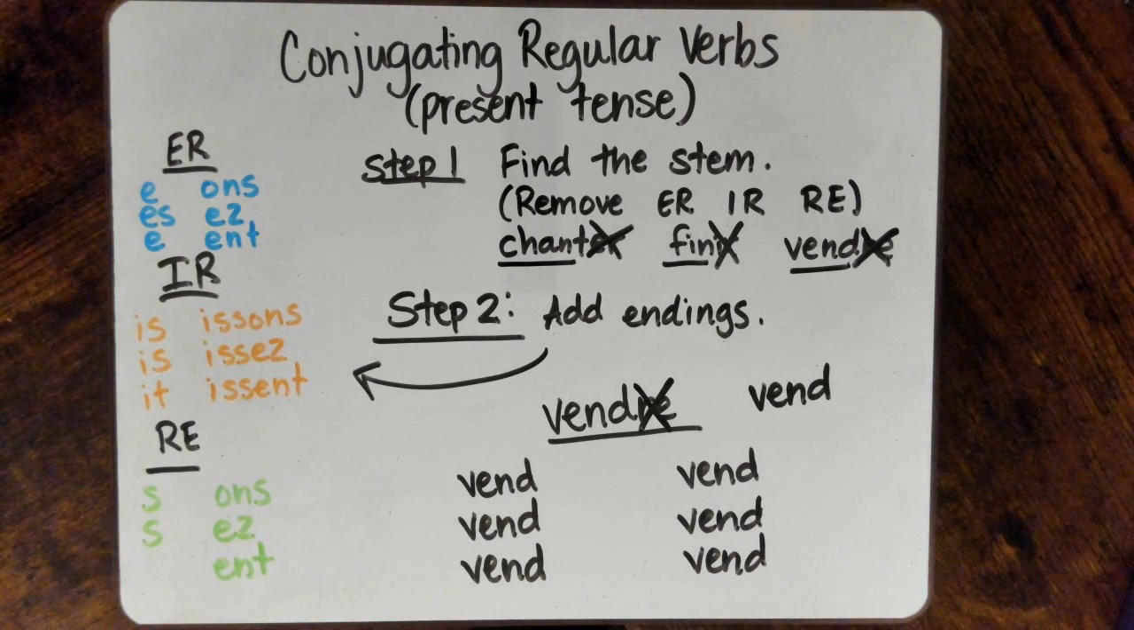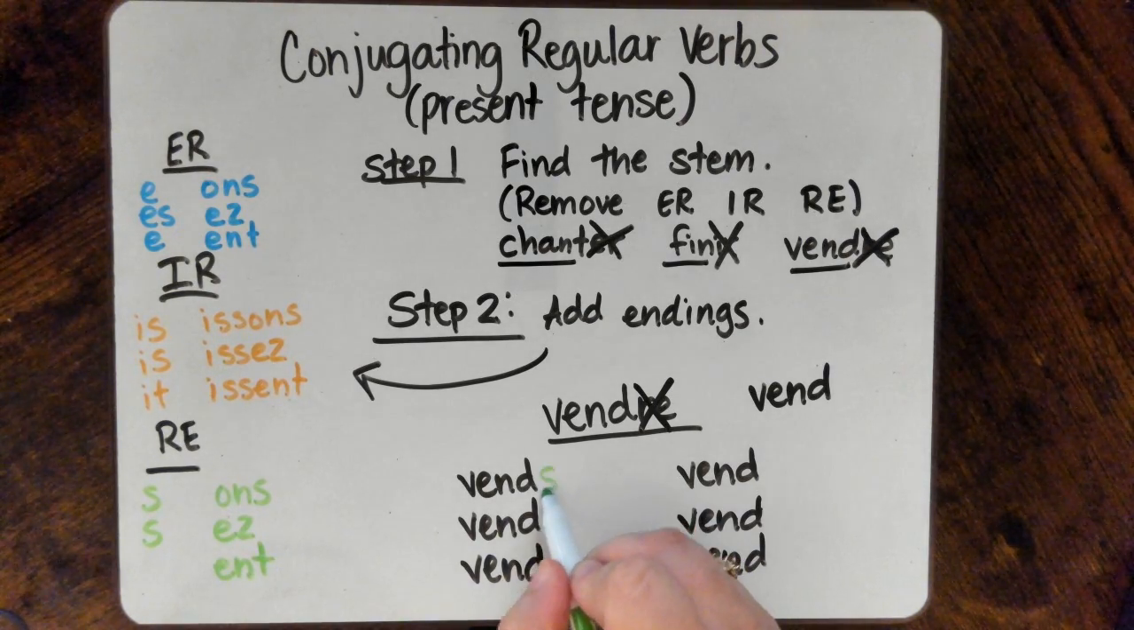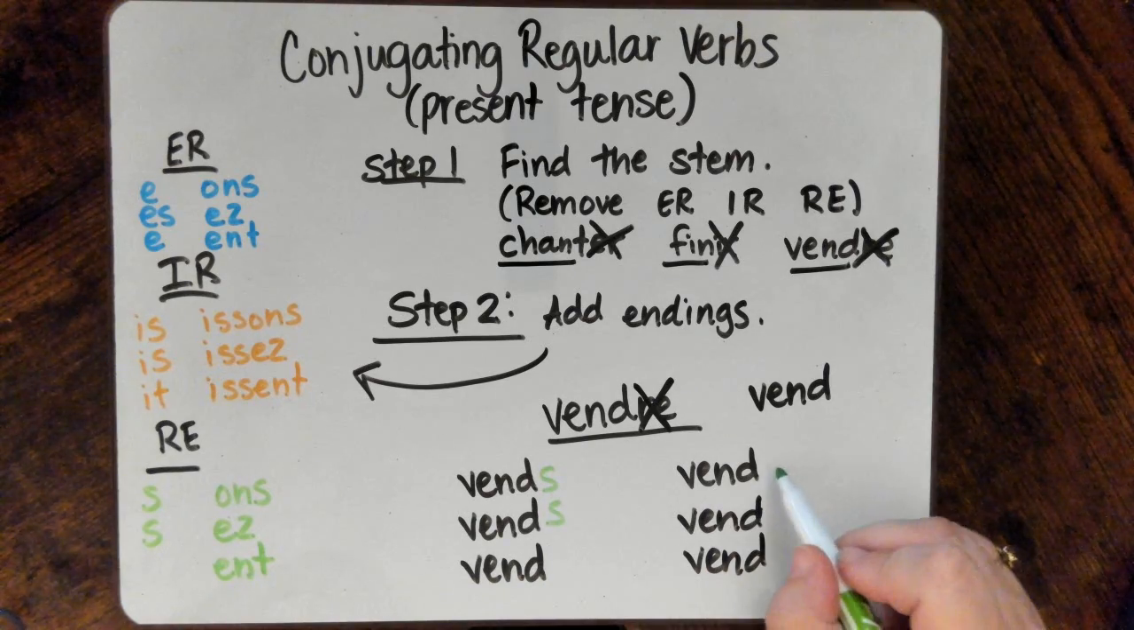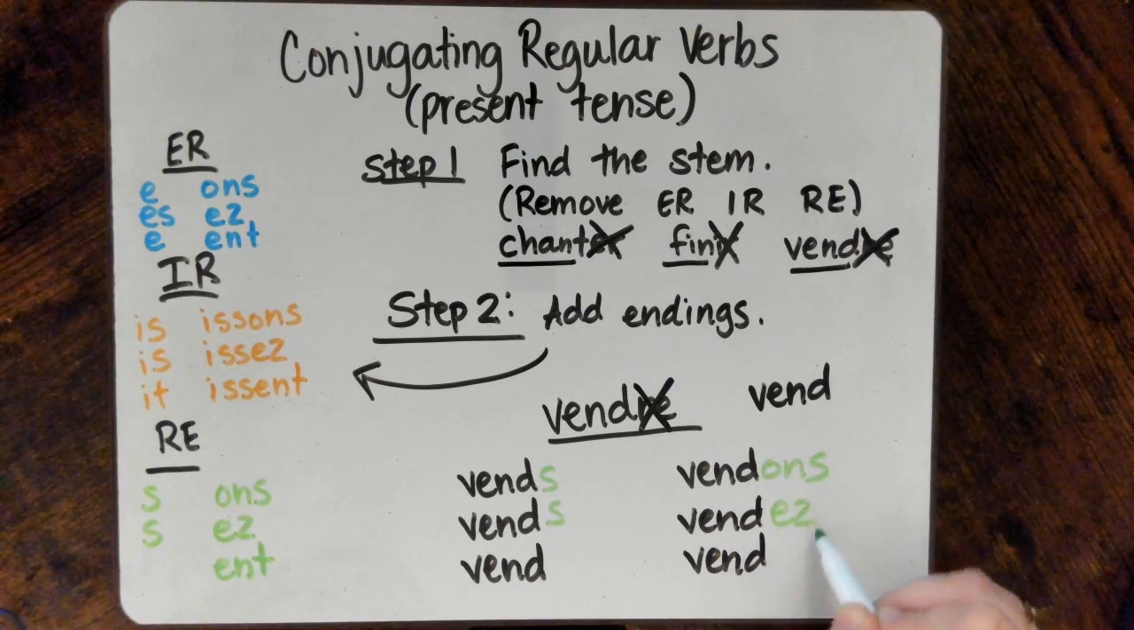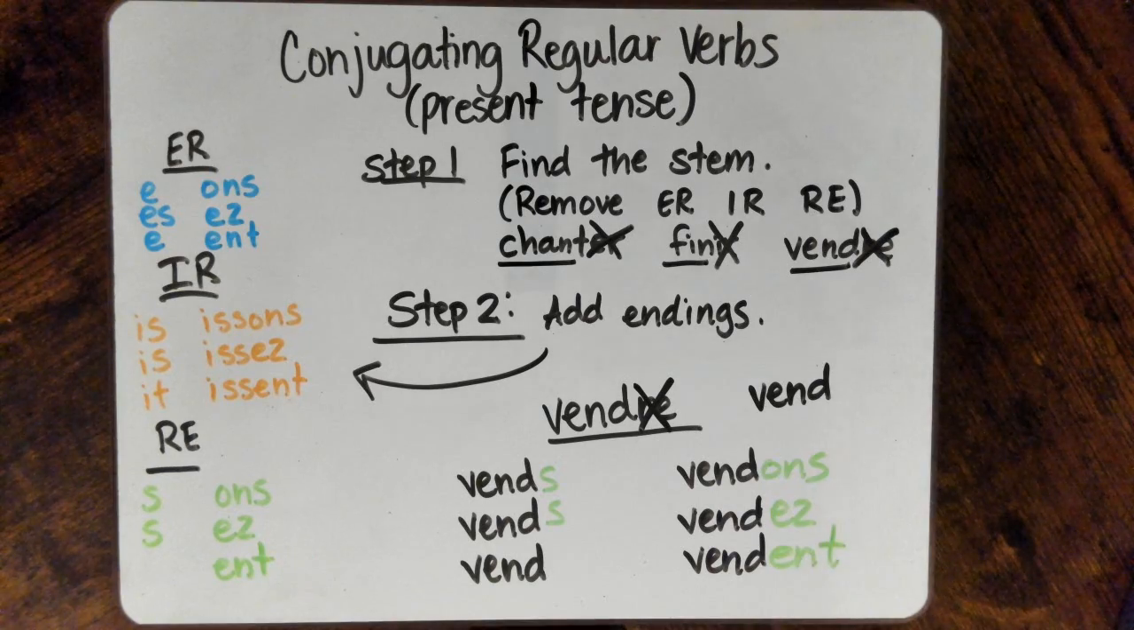Now step 2 is add the endings. What kind of verb is this? Is it an ER, IR, or RE verb? Oh, it's an RE verb, so these are going to be our endings: S, S, nothing, ONS, EZ, ENT. And that's how you conjugate regular verbs in the present tense. Now there are a couple things I want to go over before we move on to the next thing.